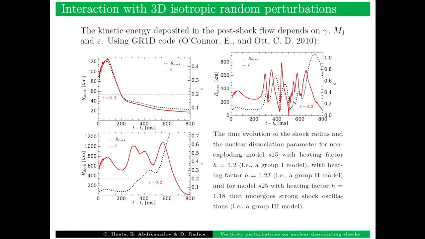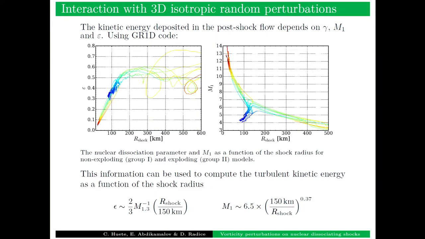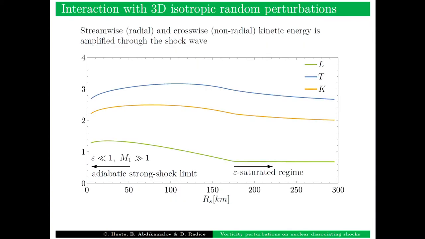Okay, but the thing is that for these two models, we can compute the dissociation parameters as a function of the Mach number and the shock radius. Parametrizing that in a very simple, naive way, we get these heuristic formulas obtained from those simulations, which can be used to compute the kinetic energy as a function of the shock front. And this is what is done here. The kinetic energy amplification is split into the lateral, transverse, longitudinal, and total kinetic energy as a function of the shock.